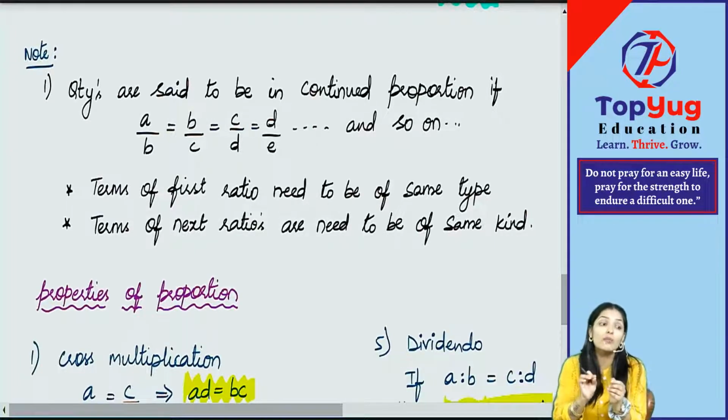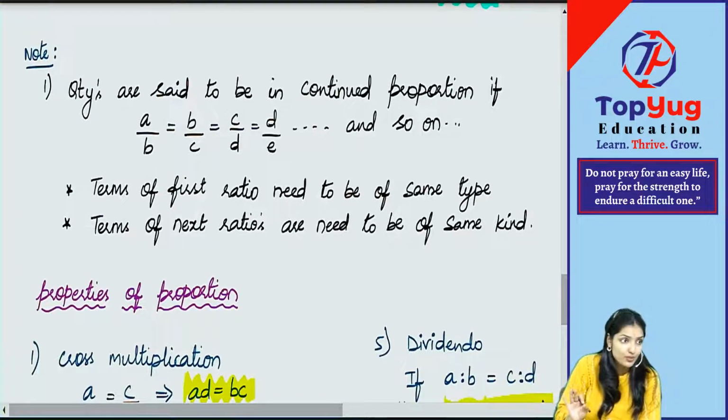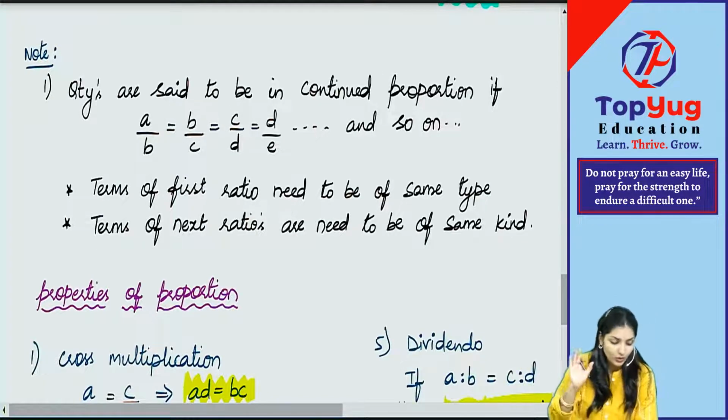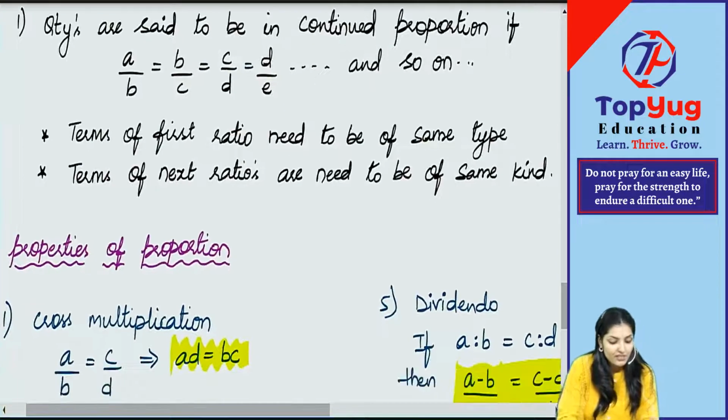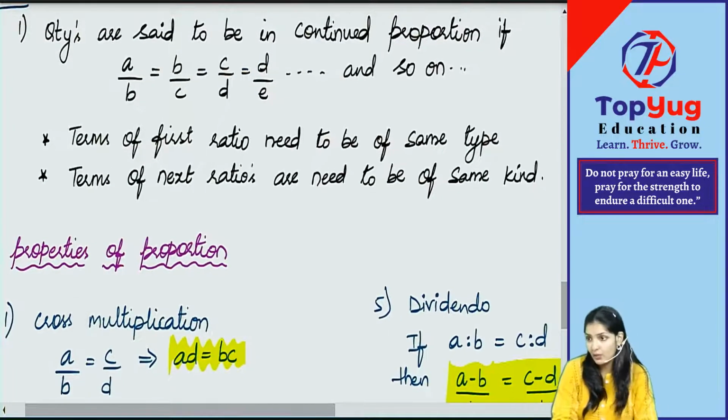Suppose it is only A by B is equal to B by C or C by D, then is it a continuous proportion? No. If the continuity is going on, then only it is a continuous proportion. Am I clear? Chalo badhiya. Now the 2 points I have written, I have put a star mark over there. And these points are very, very important.